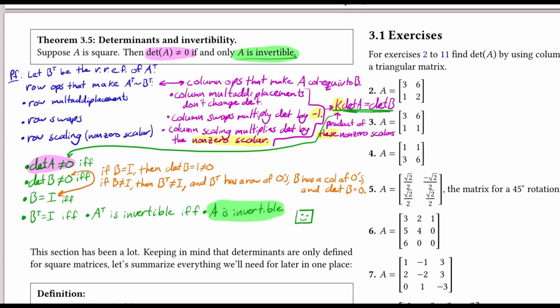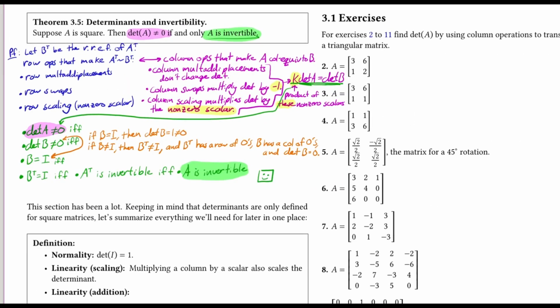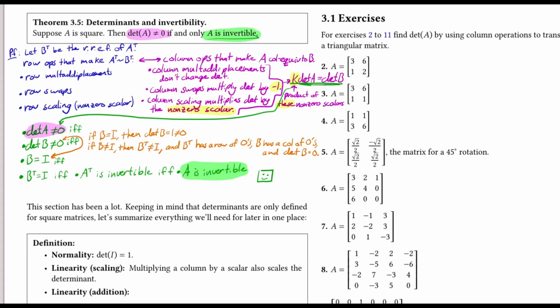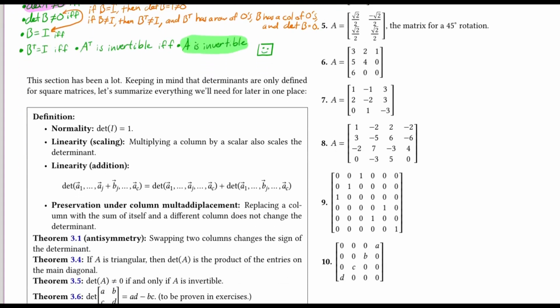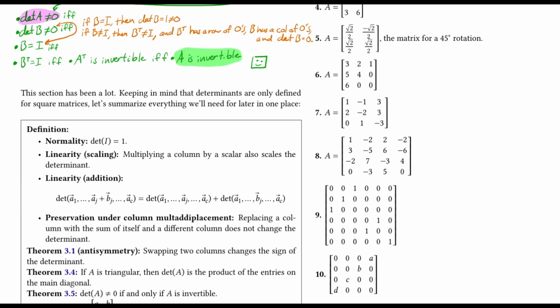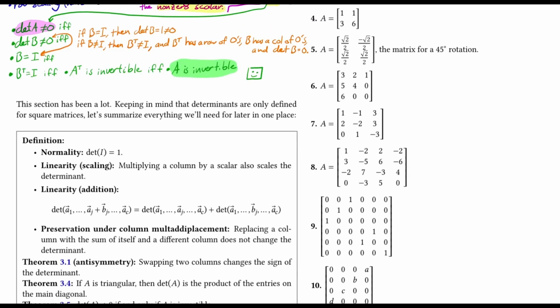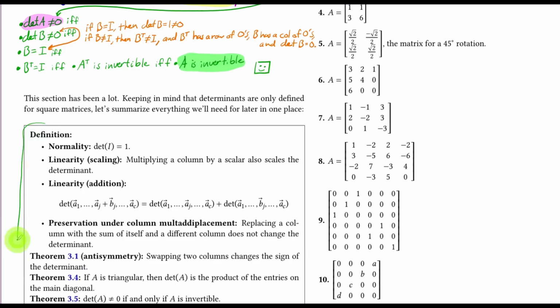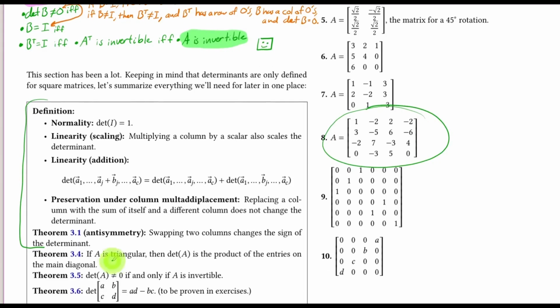Pretty technical, but that is going to be important for the other theorems that we use in section 3.2. So yeah, we have a lot here. The homework is partially using these properties, the definition and theorem 3.1, to do the column reductions to get a triangular matrix, which tells you what the determinant is.